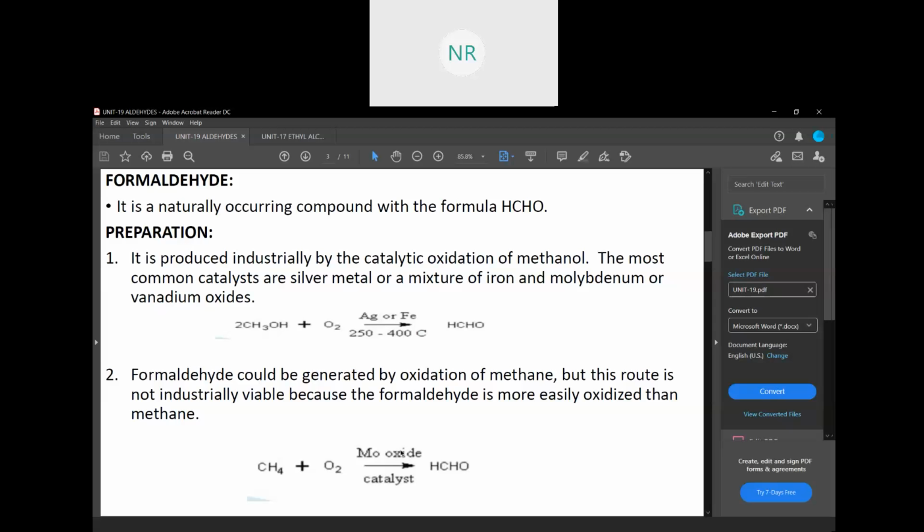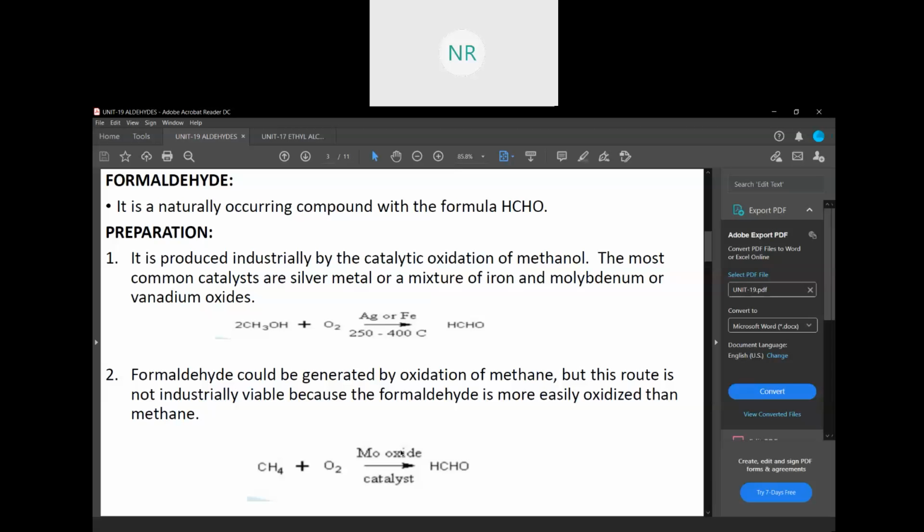So oxidation means addition of oxygen, right? So 2CH3OH plus O2, in the presence of silver or iron when heated to 250 to 400 degrees Celsius, gives you formaldehyde, HCHO. Or formaldehyde can also be generated by oxidation of methane.